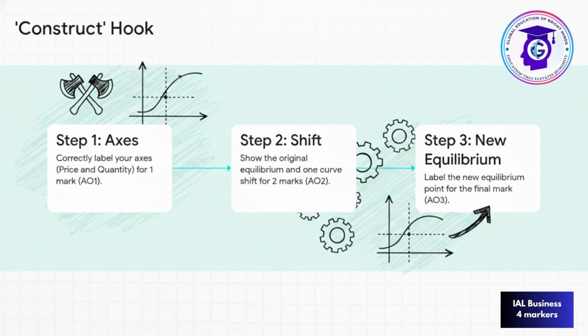You get 1 mark just for correctly labeling your axes as price and quantity. That's an easy knowledge mark. You get 2 marks for applying the context, showing the original equilibrium, and 1 clear shift in a curve. And you get your final mark for showing the analysis, which is just labeling the new equilibrium point.